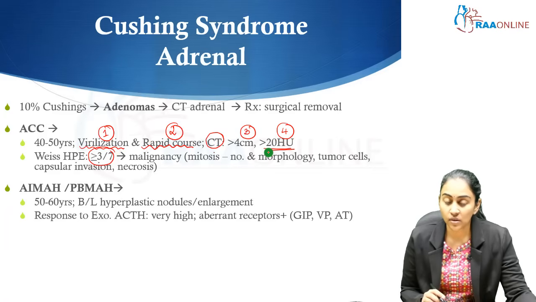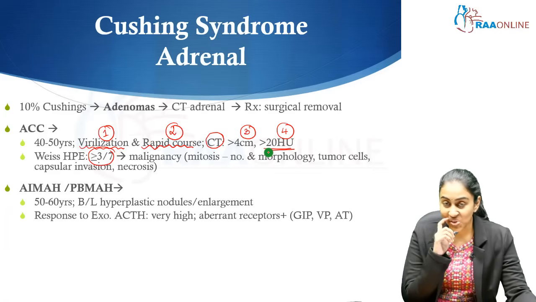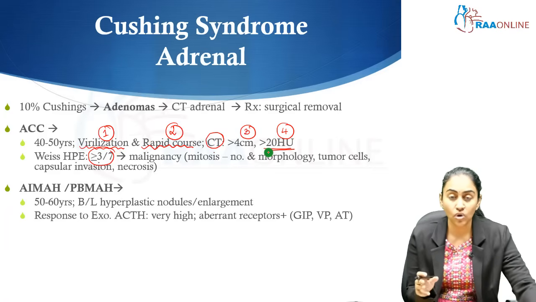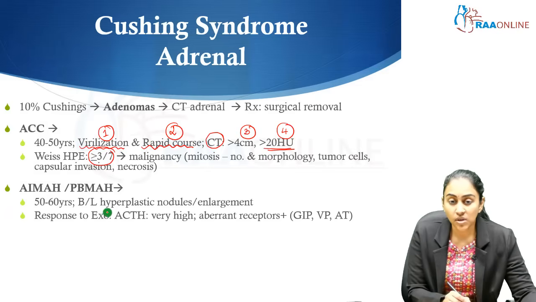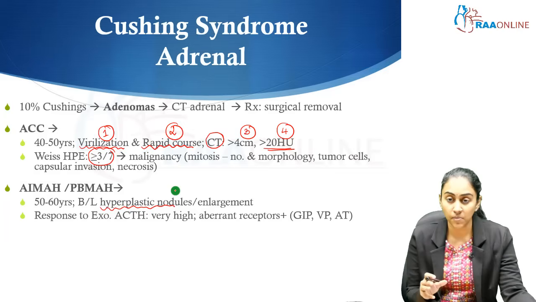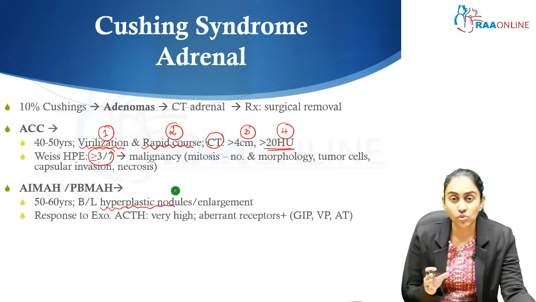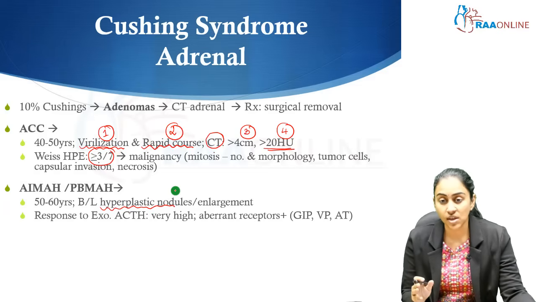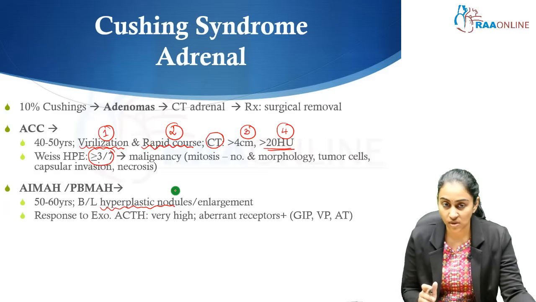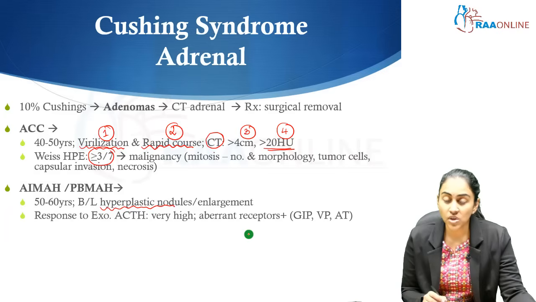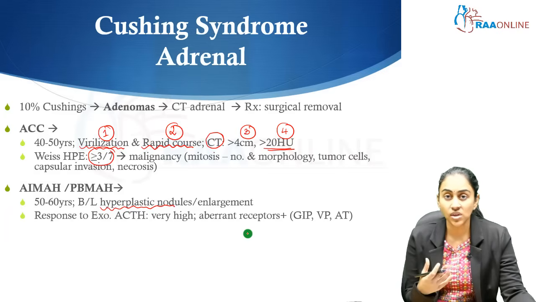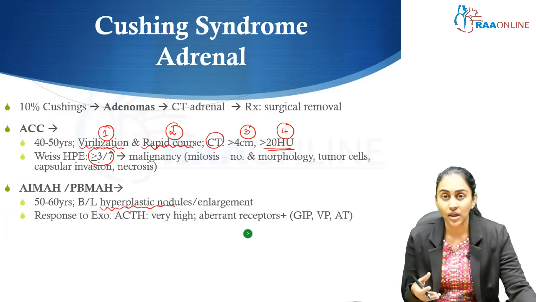Now, what are the other rare ACTH independent causes of Cushing syndrome? One is what I was telling you earlier briefly, which is primary bilateral macronodular adrenal hyperplasia. So, remember, this is going to be characterized by larger hyperplastic nodules which are distributed across both the adrenals. There is going to be enlargement of both the adrenals, and this is seen in the age group of 50 to 60 years.